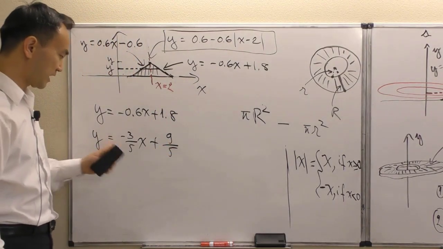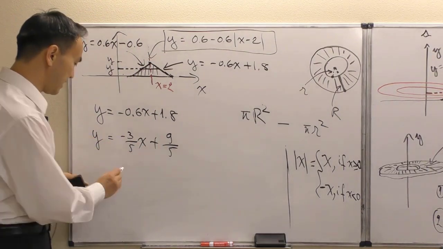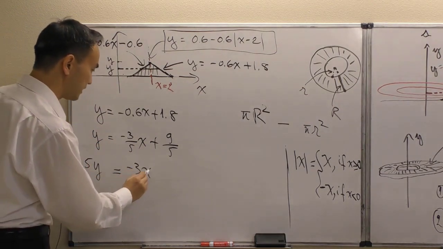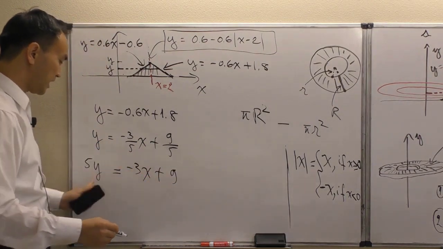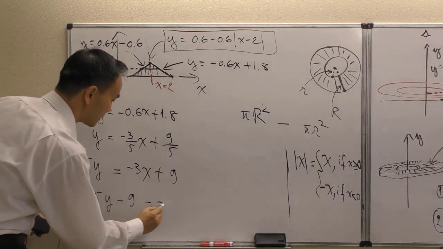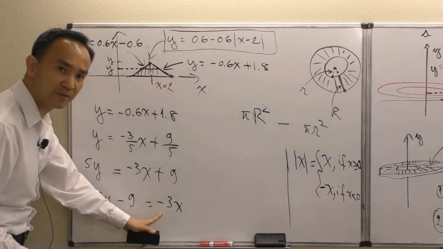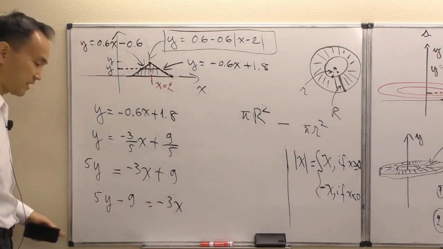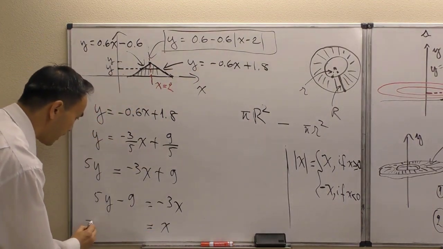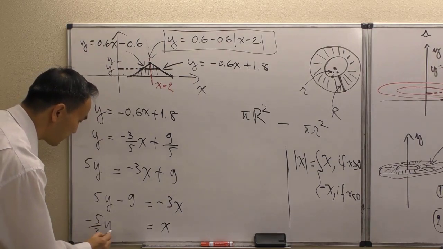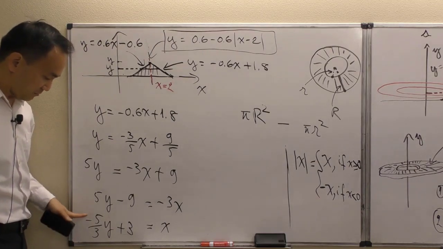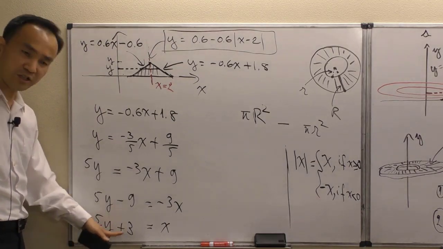Okay, so that means now we can solve for x in terms of y right here. I am going to multiply both sides by 5, giving me 5y equals minus 3x plus 9. And I'm subtracting 9 to the other side, so that leaves me 5y minus 9 equals negative 3x. And now the last step here is to divide both sides by negative 3. That leaves me x equals minus 5/3 y plus 3.